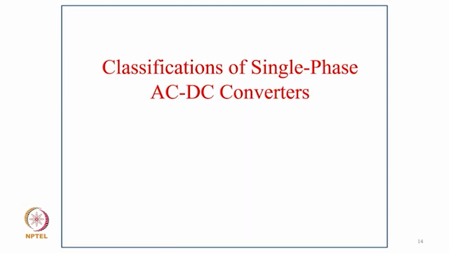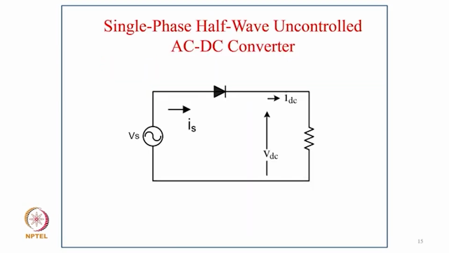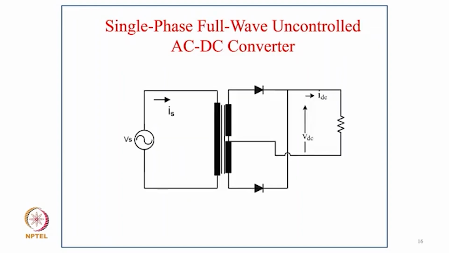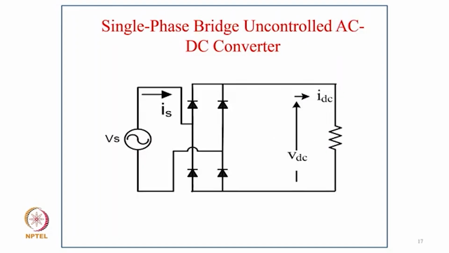And coming now to classification of single phase AC to DC converters. Starting with single phase half wave uncontrolled AC DC converter. This is the half wave. We have just one diode, normally used for low power rating. And then we have a full wave, of course in full wave we require a center tap, so we need the transformer. Of course the transformer can be used to reduce the voltage also. And normally in output also, not only resistive, we have the filters. Maybe different kinds of filter like a capacitor filter, LC filter, CLC filter before the load.